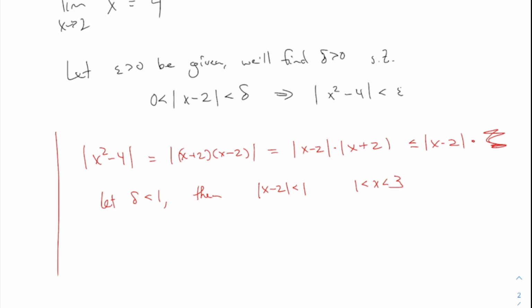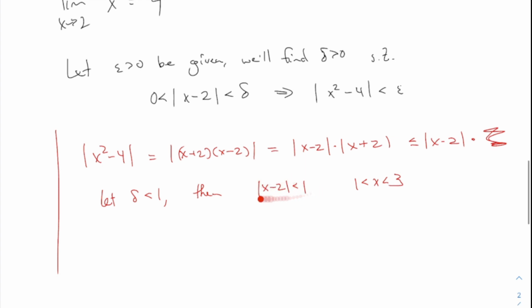Right? x is between 1 and 3. If you prefer, you can draw a little picture of that. Here's 2, and then x is in here somewhere, where this distance here is 1. So x is between 1 and 3. Now, I'm not really interested in x per se. I'm interested in x plus 2. But you can just add 2 throughout this whole thing.